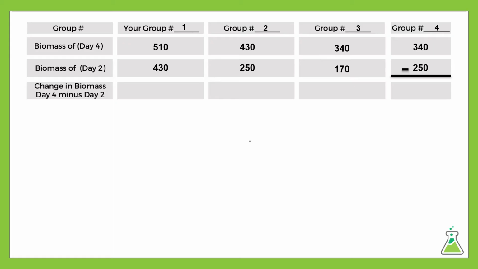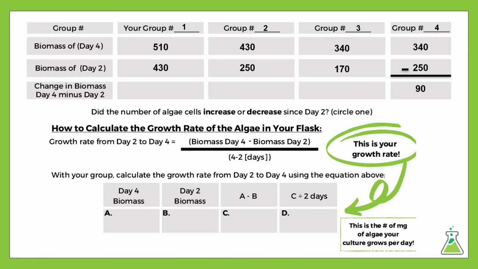So the first step here is we're going to subtract the biomass from day 2, or our starting biomass, from our ending biomass on day 4. And that's going to give us 90 milligrams. So the change in biomass from day 2 to day 4 was a positive 90 milligrams. And so I want you to think about this in context of your own culture. Did the number of algae cells increase or decrease since day 2, now that you're looking at your culture on day 4?